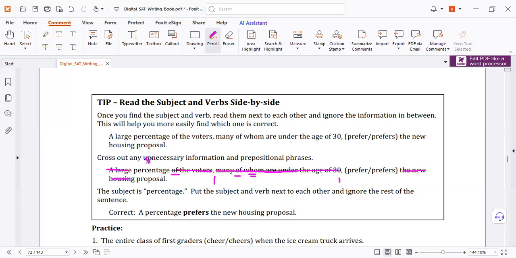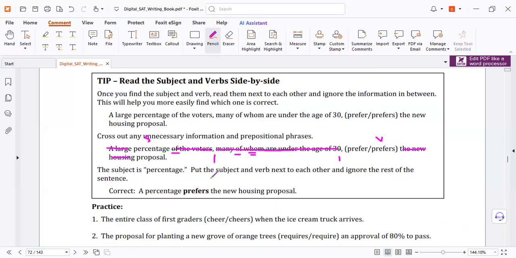So percentage refers. That is a trouble. Found it? So don't think that between them we have many. No. Two commas, non-essential. We delete it. That's why it's singular.